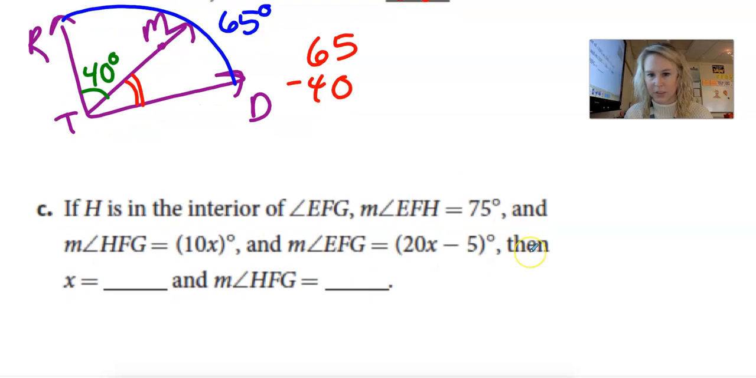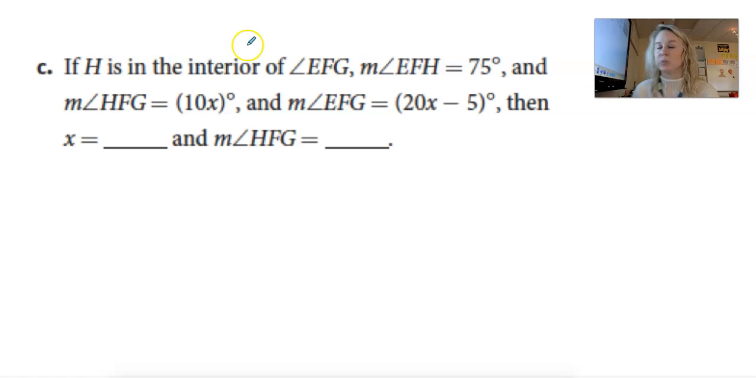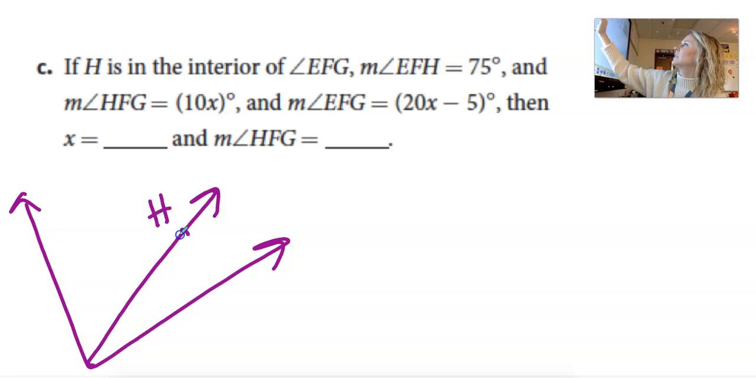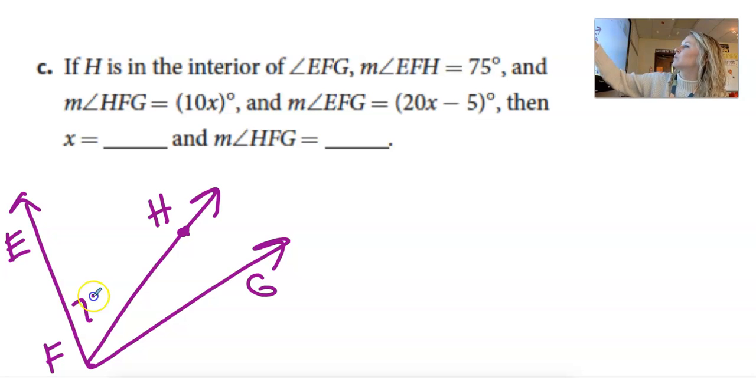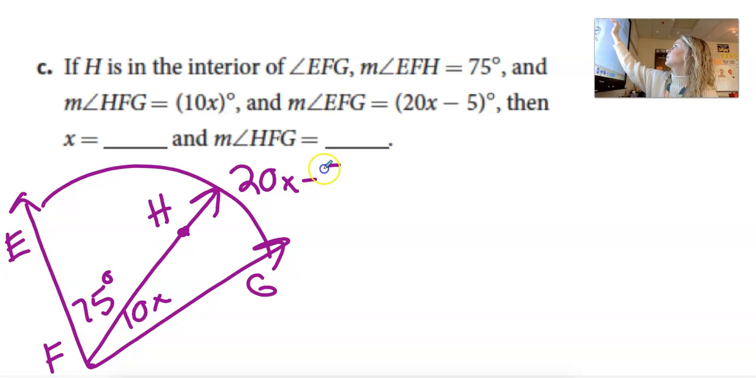All right. Let's move on to some algebra. Let's get crazy. All right, I'm going to draw a picture again. Always draw the same angle. I don't know why. I have H in the interior this time of EFG. All right, EFH. Time to label. EFH, first part is 75. HFG, 10x. Whole thing, 20x minus 5.